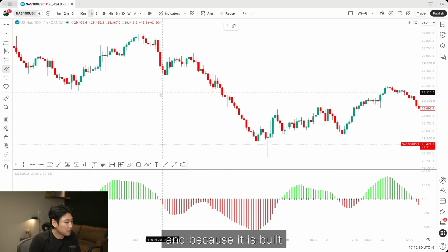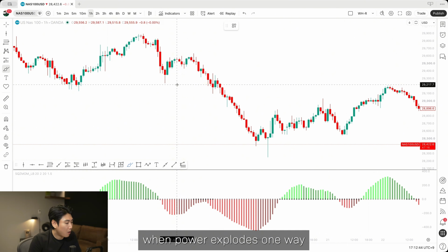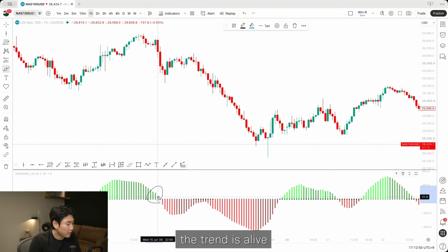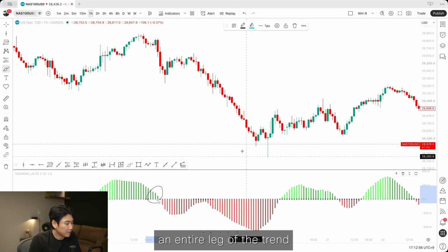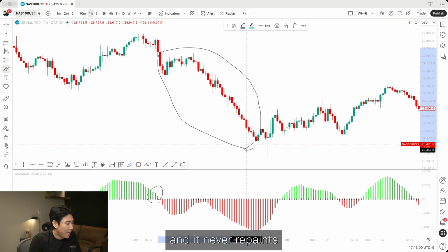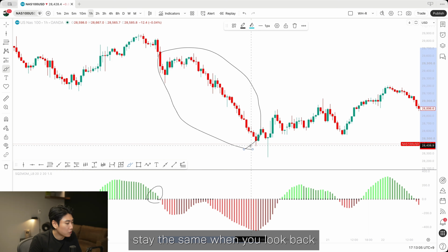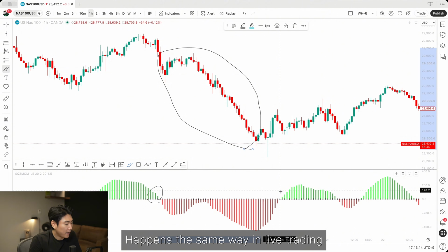And because it is built on the Bollinger Band, it is great at catching the moment when power explodes one way. As long as the color stays green, the trend is alive. Hold while the color holds, and you take home an entire leg of the trend. And it never repaints. The signals stay the same when you look back. When you practice on past charts, it happens the same way in live trading.